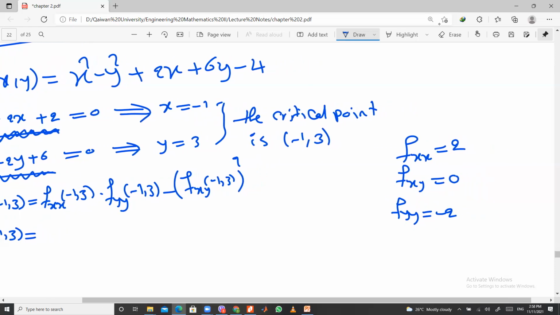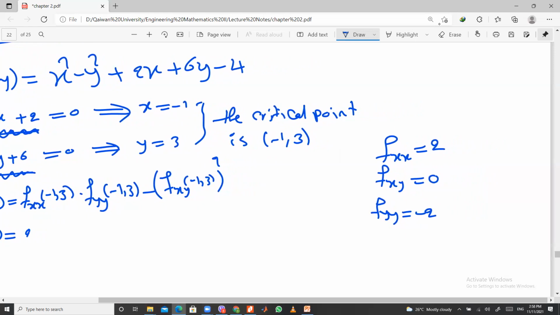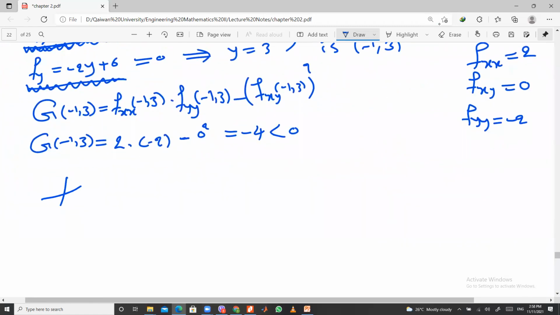So g of negative 1 and 3 equals f sub xx, which is 2, times f sub yy, minus 2, minus f sub xy squared, which is 0 squared. Okay, that equals minus 4. This is less than 0. Since g is less than 0, you don't need to test f sub xx. We just say that's a saddle point because g is less than 0. So you say the critical point is a saddle point.